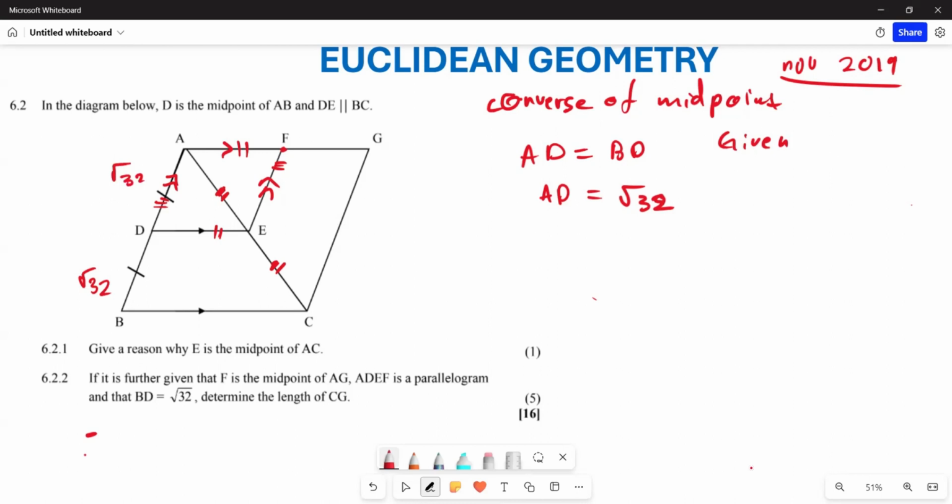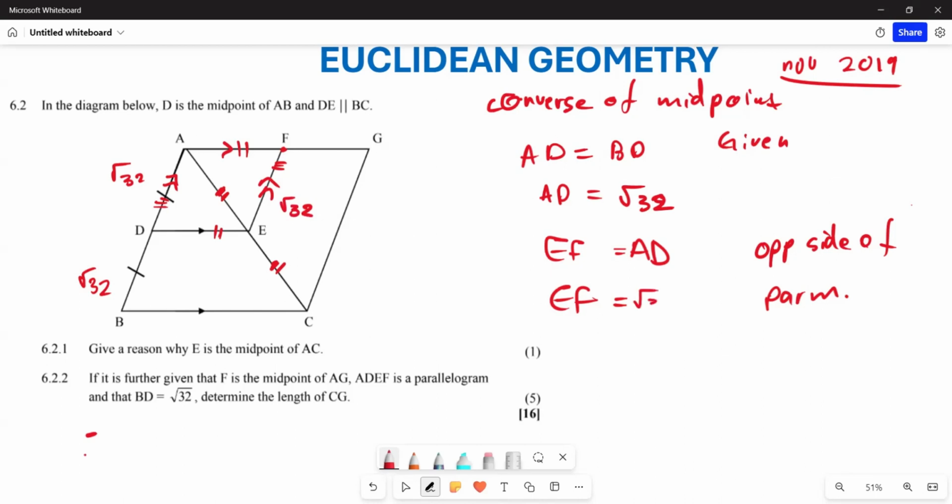And now as soon as I say that, I can say also, look, my EF is going to be equal to my AD. What is going to be the reason there? This is going to be opposite sides of a parallelogram. Remember, a parallelogram gives us that the opposite sides are going to be equal, right? So which means your EF is also going to be the same as root 32, right? Your EF is going to be root 32.